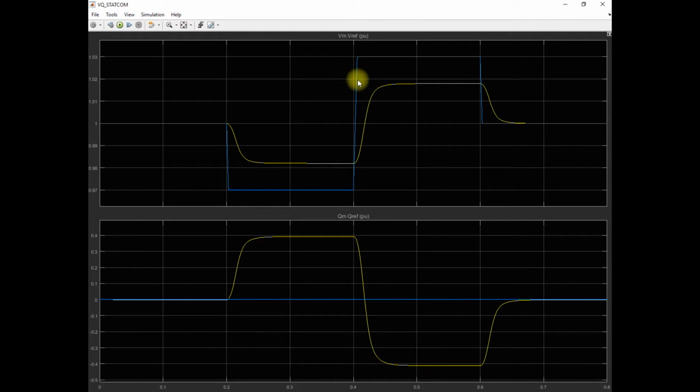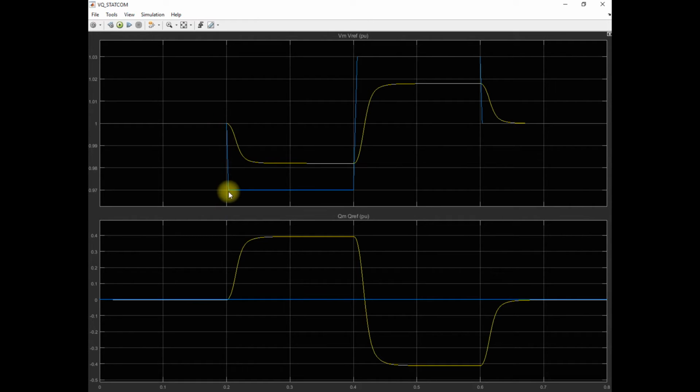So you can see that this blue line, or magenta line, represents the V reference, and this yellow line represents the actual measured voltage at bus V2. You can observe that between 0 and 0.2 seconds the voltage is 1 per unit, and after 0.2 seconds the voltage reduces from 1 to 0.97 per unit.